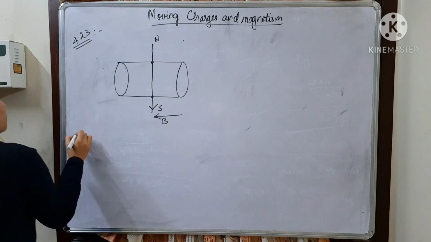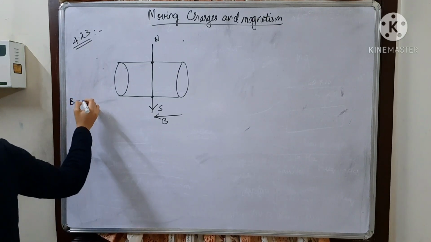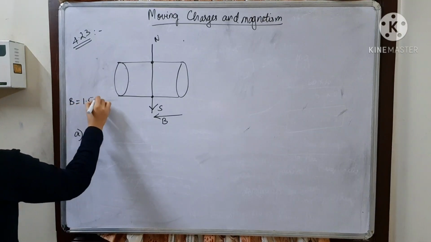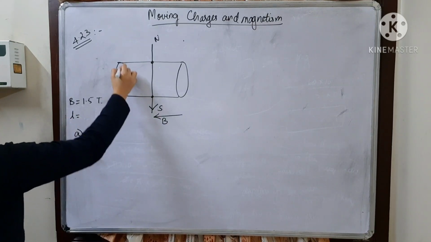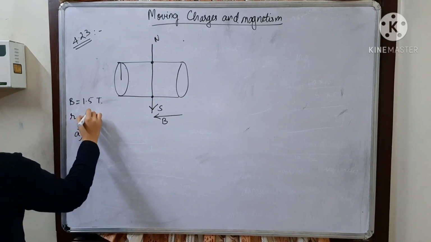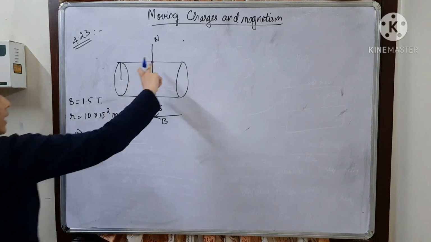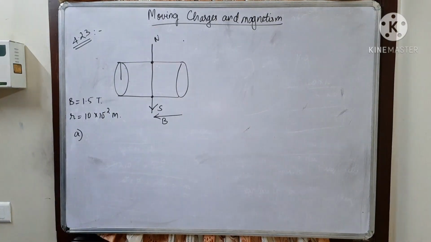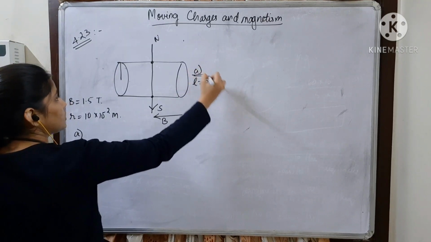Yes, so the first part of the question is you have to find out what will be the force acting on the wire due to this magnetic field. They have given the magnetic field is equal to 1.5 Tesla. And the length of the wire will be equal to what? The radius of the cylindrical conductor is given as 10 centimeter, so 10 into 10 power minus 2 meter. Therefore, the length of the wire that is exposed to this magnetic field will be equal to 2R. Okay, L is equal to 2R in the first case.